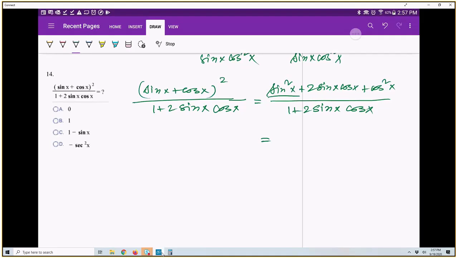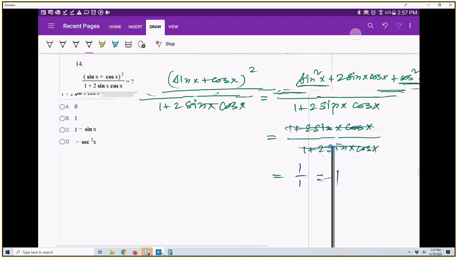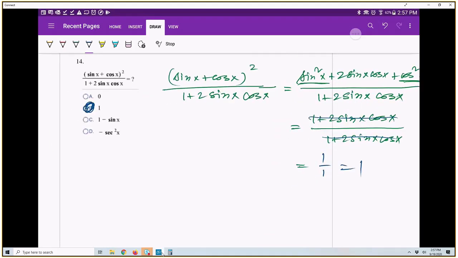Remember, sine squared x plus cosine squared x is 1, so I get 1 plus 2 sine x cosine x over 1 plus 2 sine x cosine x. So the entire term from top and bottom will cancel, and I will get 1 over 1, which is 1 as my final answer. So B is the correct choice.